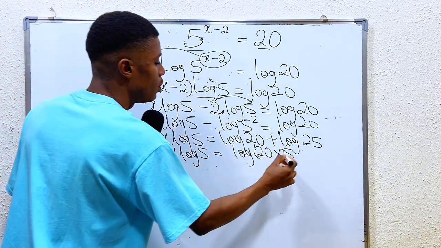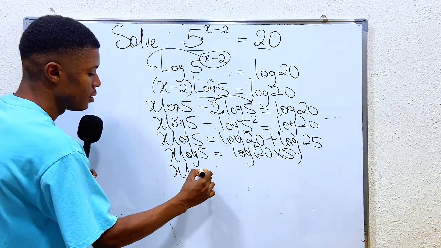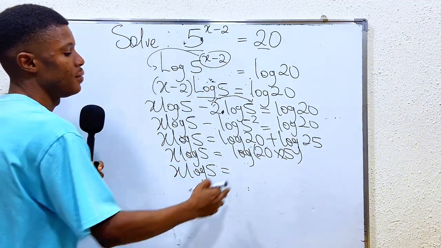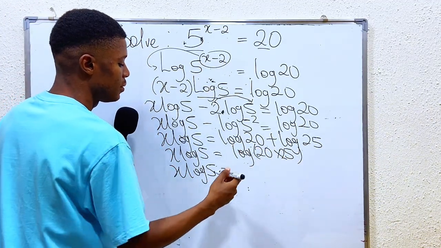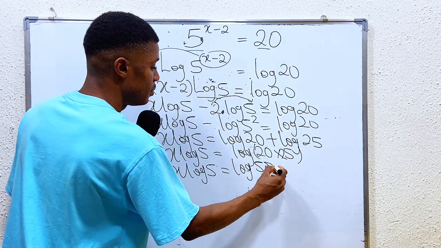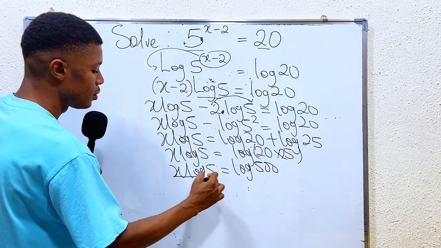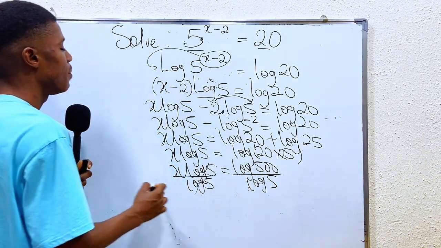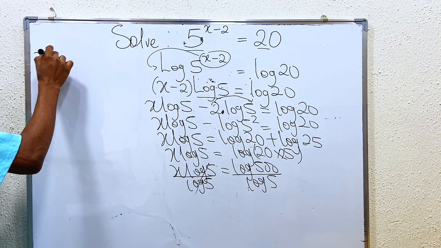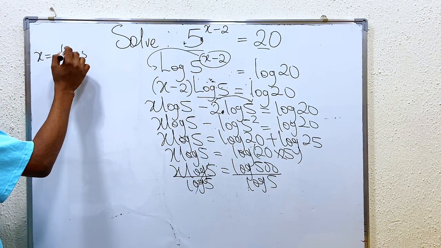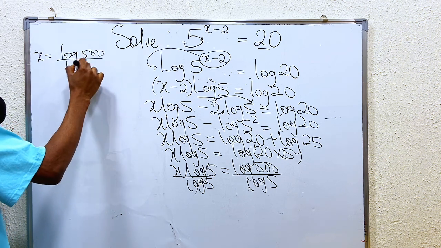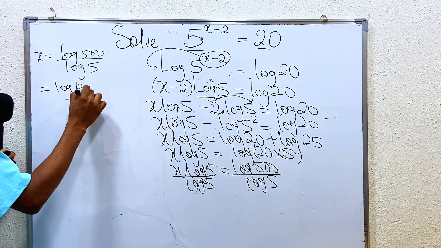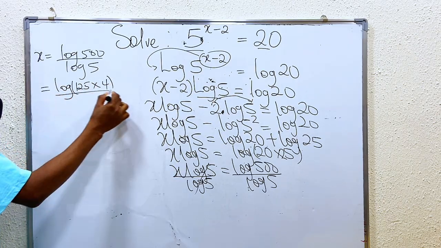So that will now be x log 5 is equal to, when you multiply 20 by 25, if you add the 0, you have 250, times 2 is 500. You have it as log 500. Now we'll divide through by log 5. If you divide by log 5, you observe that x is equal to log 500 over log 5. And now see that 500 can be seen as 125 times 4, so log 125 times 4, over log 5.